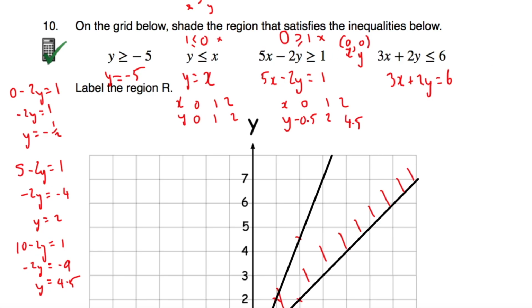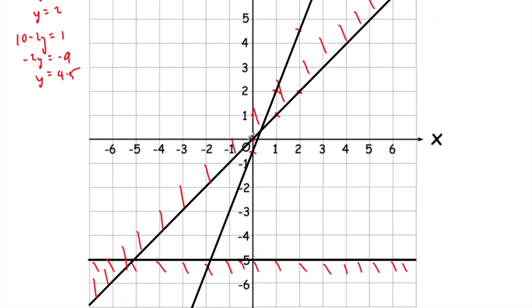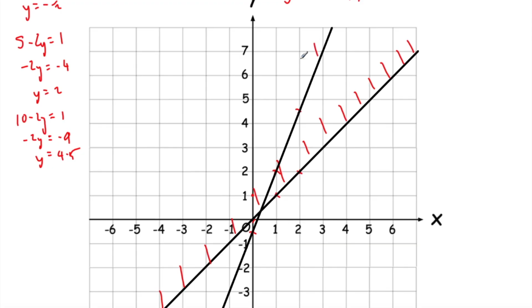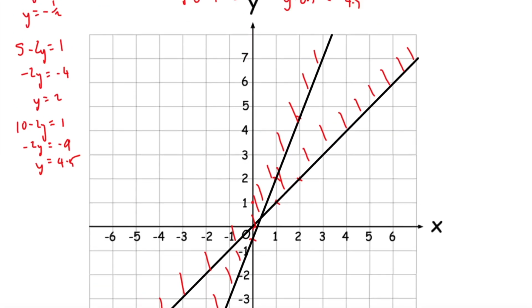So that means the origin is on the side that we're going to reject, because we want the other side. So we don't want this side, we want this side. So let's reject above that diagonal line. Okay, so we've rejected above that diagonal line.